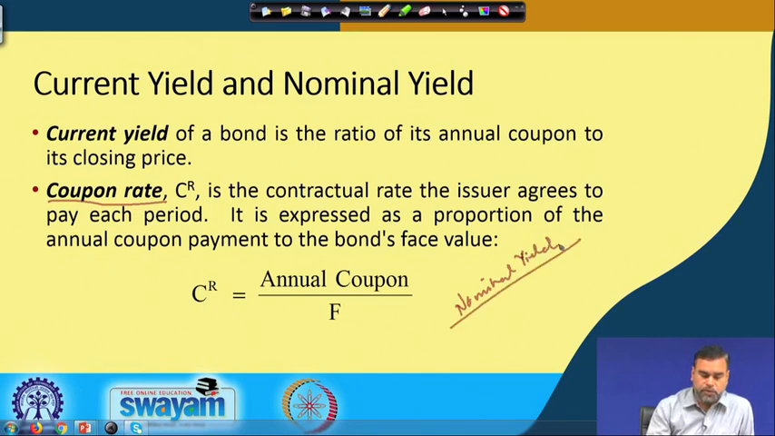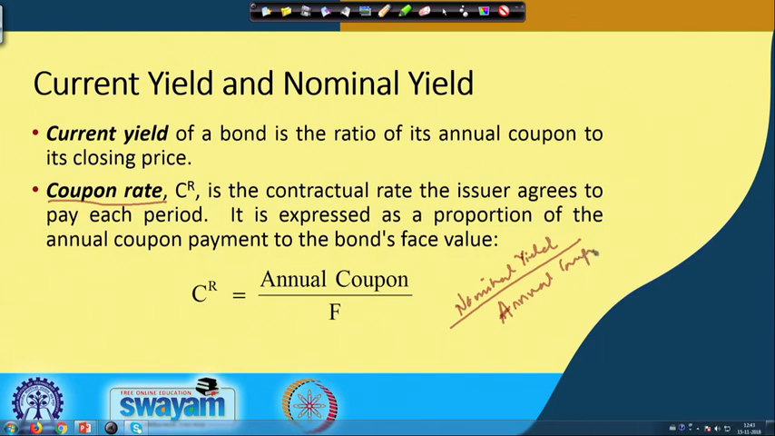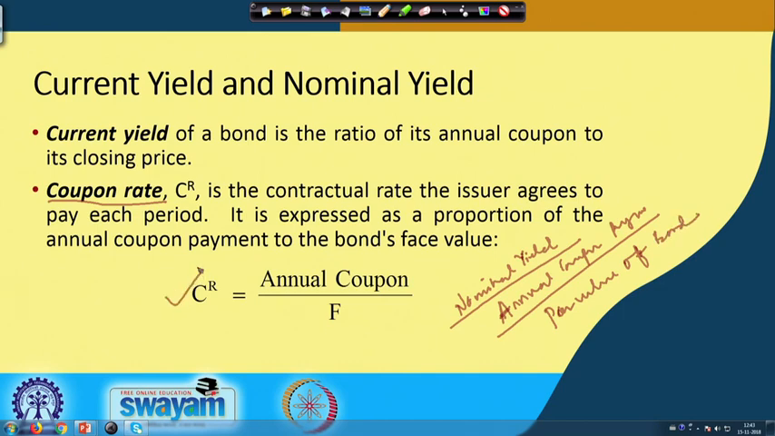The nominal yield is nothing but the annual coupon payment divided by the face value of the bond, or the par value of the bond. It may be 1000, it may be 100, depending upon the value of the bond, we can calculate the coupon rate, and the coupon rate is nothing but the nominal yield.